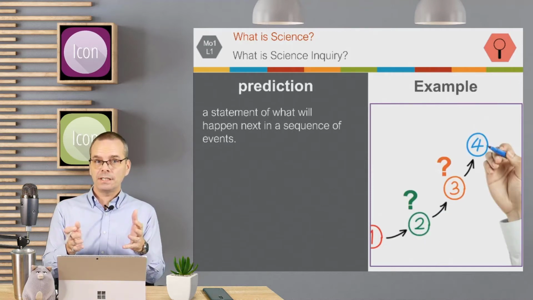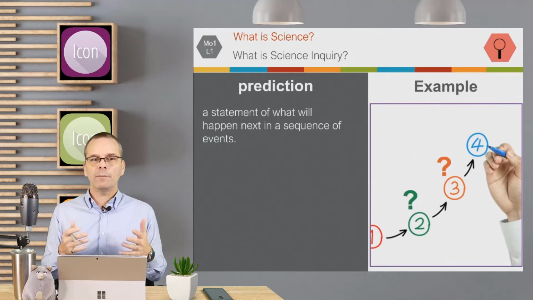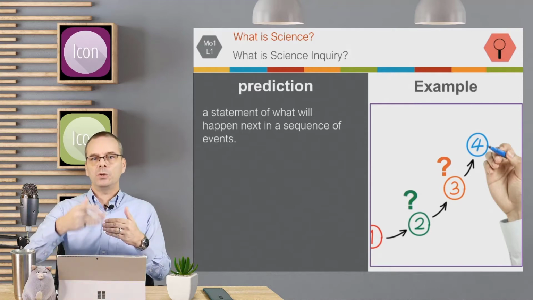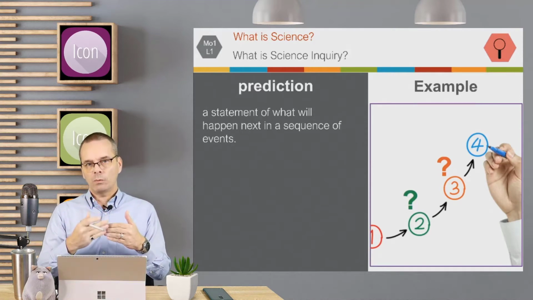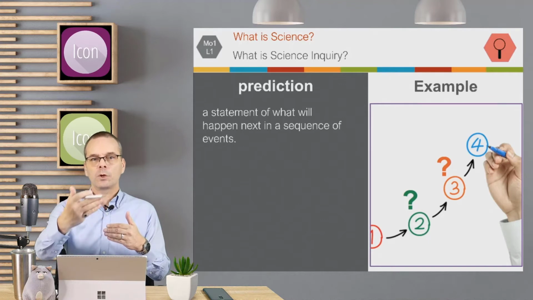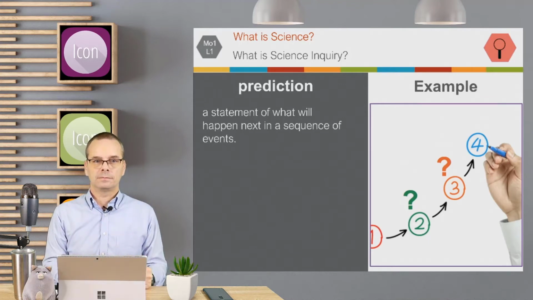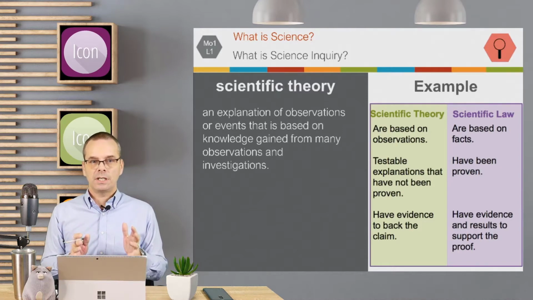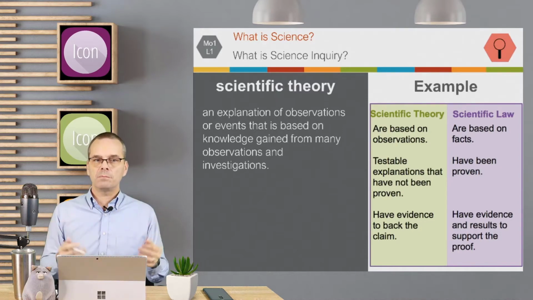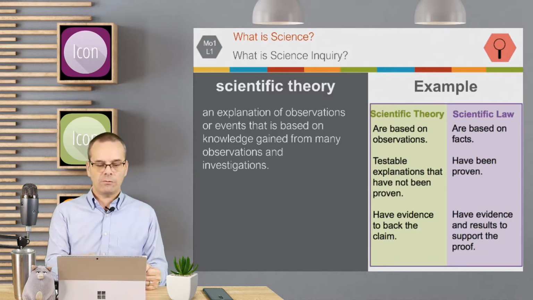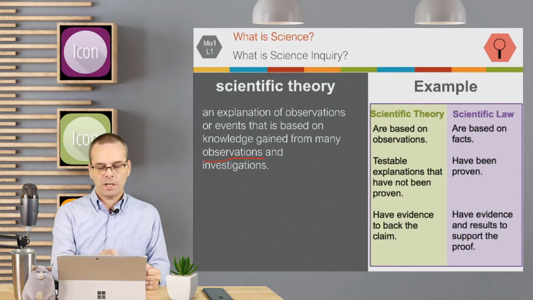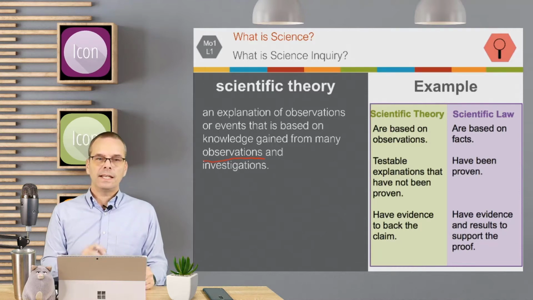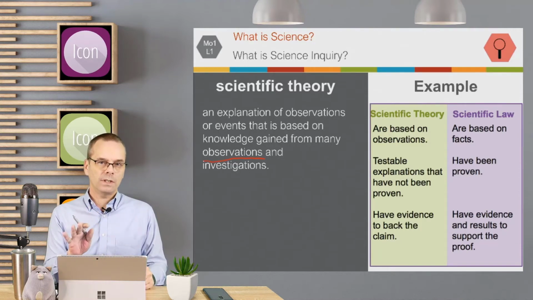And a prediction is a statement of what is going to happen next in a sequence of events. So number 1, number 2, number 3. So you're saying, I think number 1 will be this, number 2 will be this, and number 3 will be this. Scientific theory is an explanation of events based on knowledge gained from observations or experiments. So a scientific theory has not been proven, but it does have some evidence to back it up.